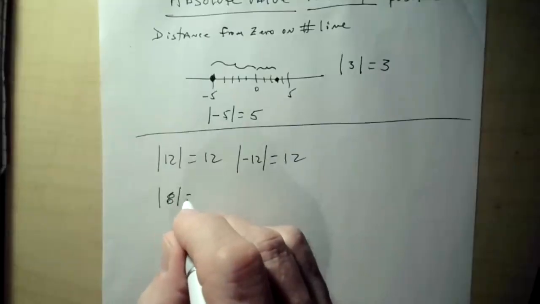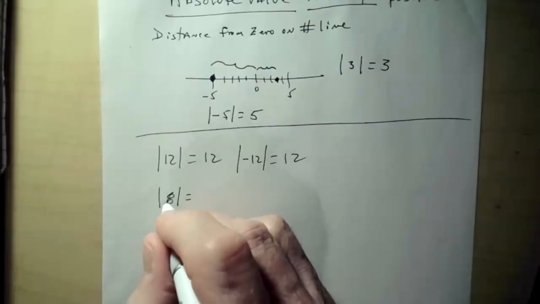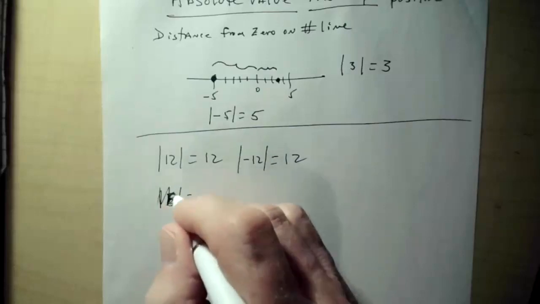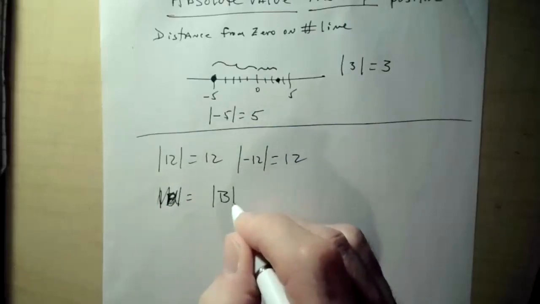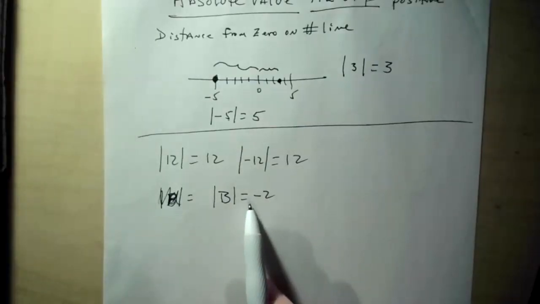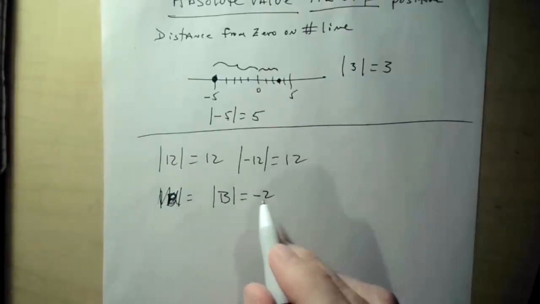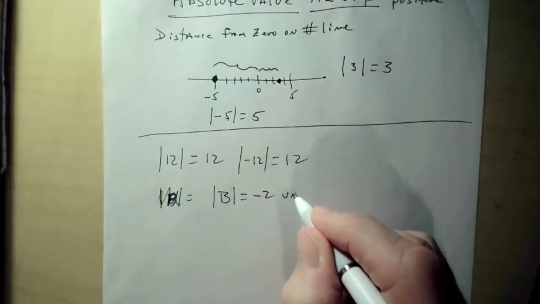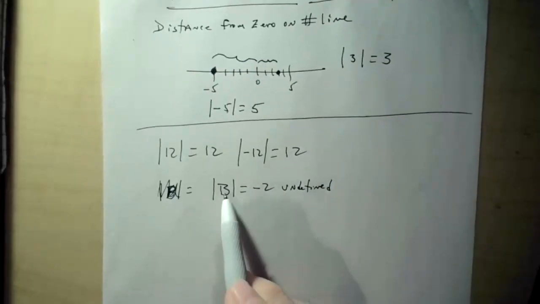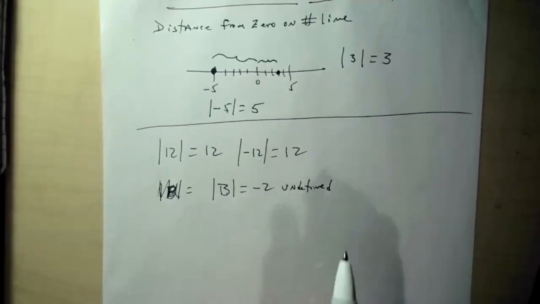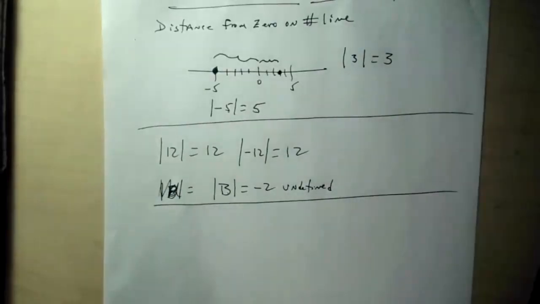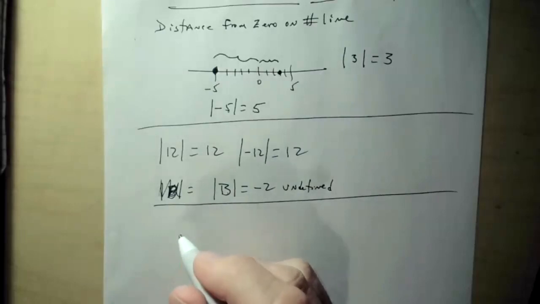Always positive. Now I'm going to do this to you too from time to time. Let's call it B. The absolute value of B is -2. Can this be? No. Absolute value is always positive, so this is undefined. Absolute value is always positive, never negative.